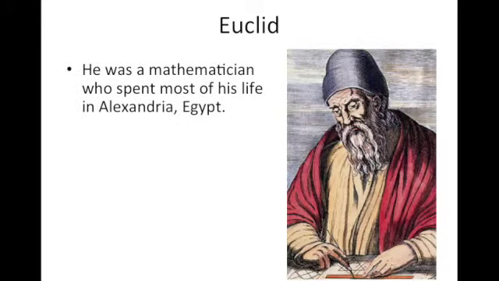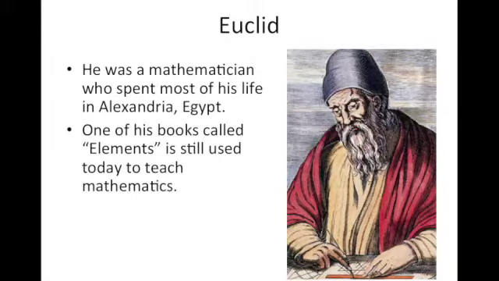Euclid was a great mathematician who lived more than 2000 years ago and spent most of his life in Alexandria, Egypt. He wrote many important books and made great contributions to mathematics. One of his most important books was called Elements, which is a book that is still used today to teach mathematics to students all around the world.